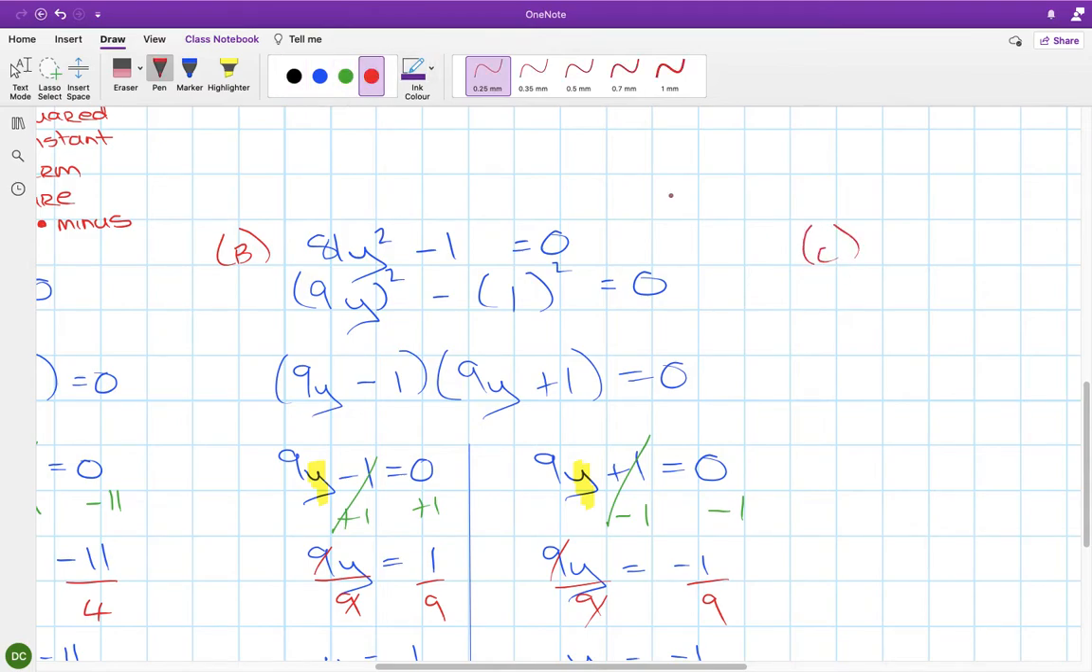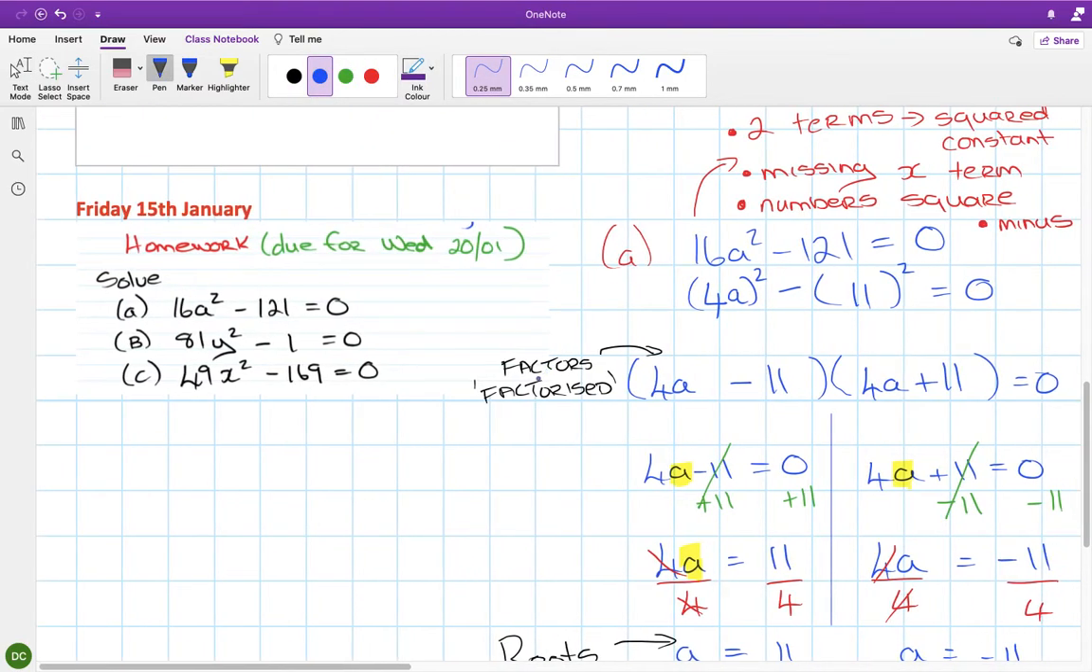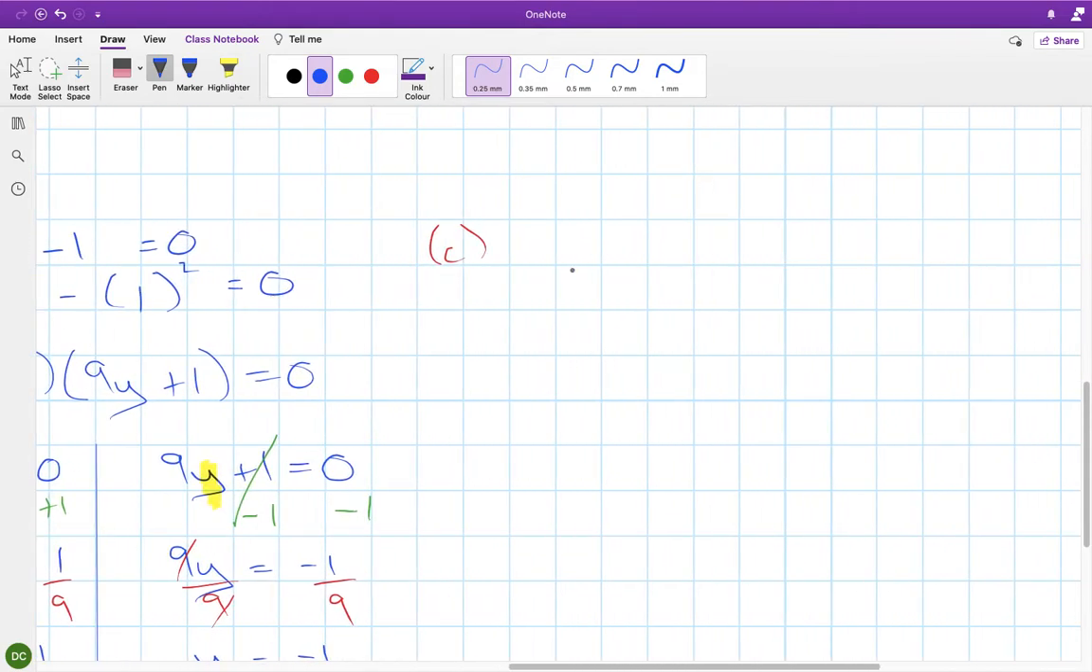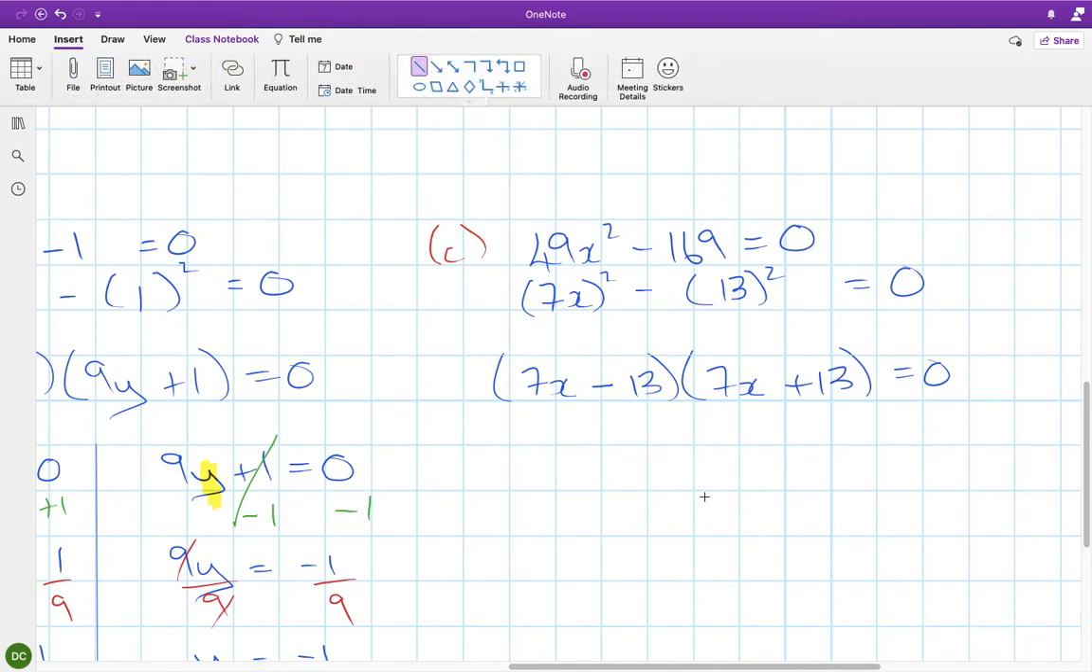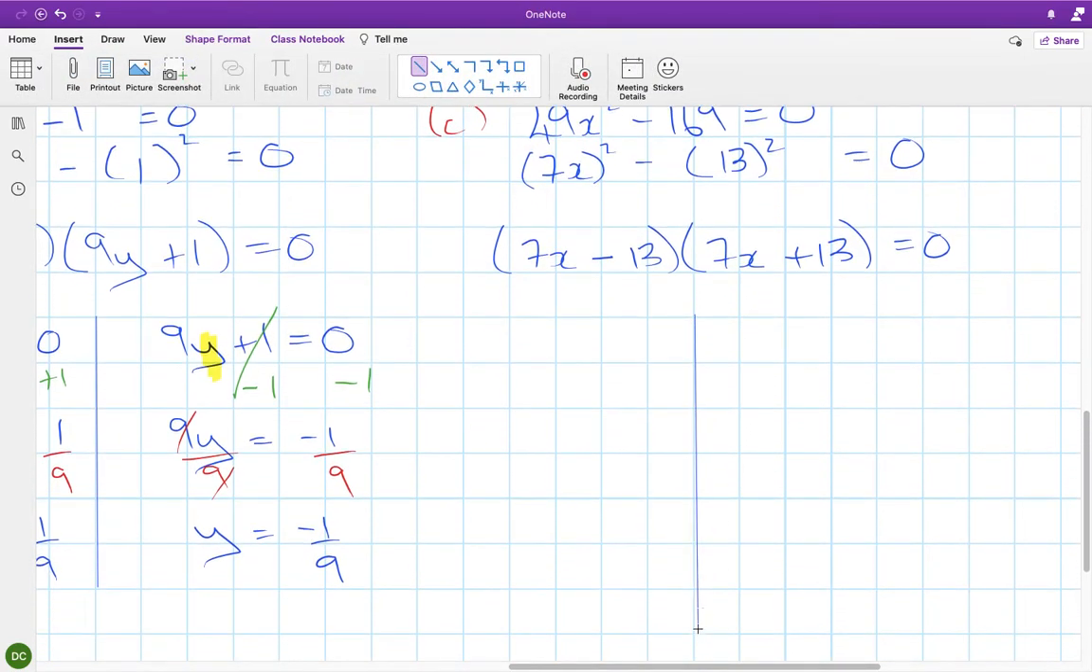So the last one is 49x squared minus 169 equals 0. Okay, so what's being squared? 49 is 7, and the x squared is x, and 169 is 13. Okay, so the first one minus the second one, the first one plus the second one. Factorized, so now we will solve a bit there.